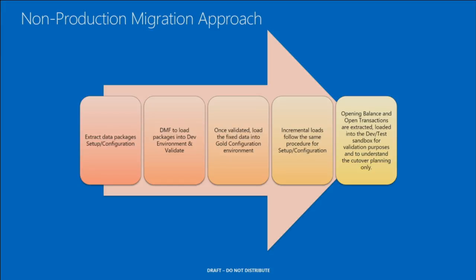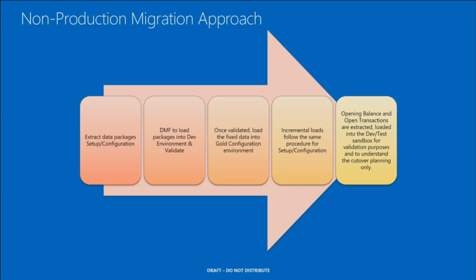Grab a copy of your production and put it on there. Just do the basic exercise of what we just talked about: from source, extract data into a data package and load it into D365. Just make sure your developers and your data migration team are familiar with that process. So we do extraction for your setup and configuration data, load it into a dev environment, and validate. That's the target D365 system.